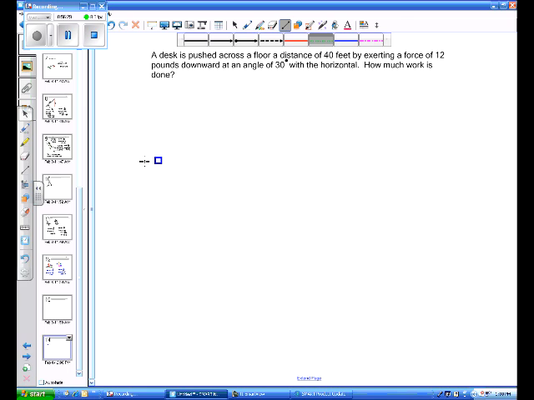Now, when we push on something, we don't push straight down and we don't push horizontally. As we stand there, we're pushing at an angle. And so we're going to have our angle here. And it said that we're pushing at an angle of 30 degrees with the horizontal. So if we had our horizontal line, then we're going to be pushing at an angle of 30 degrees with that horizontal.